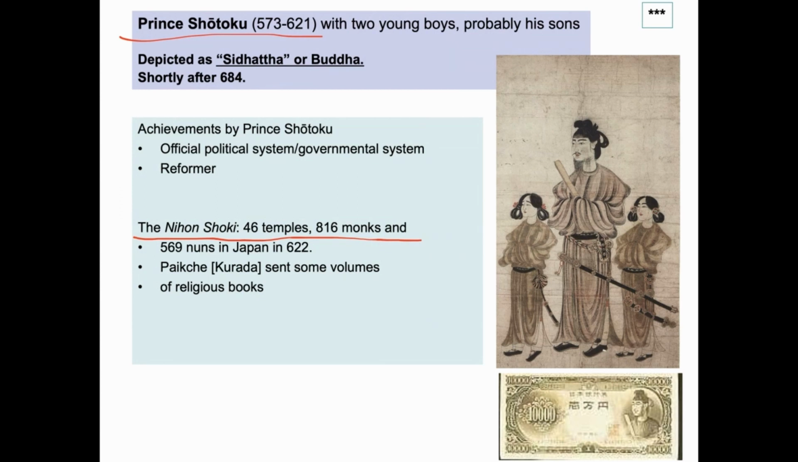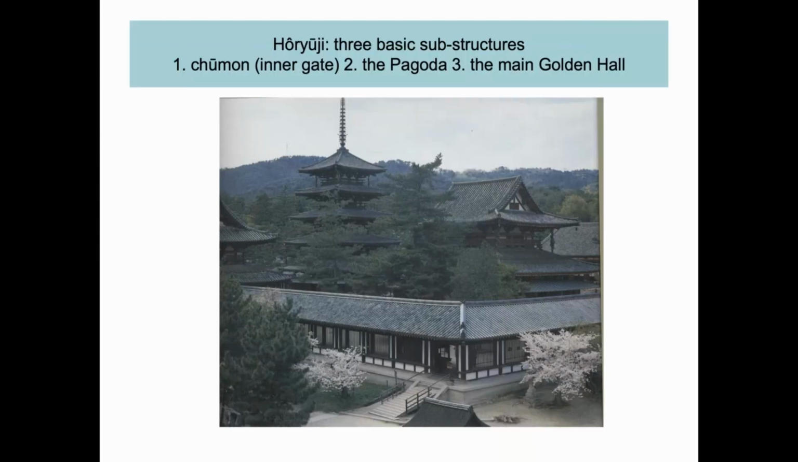And Prince Shotoku also wanted to renovate the governmental system. Instead of focusing on a few important aristocratic families, Prince Shotoku wanted to create an emperor-centered powerful kingdom. So you see Shotoku as part of their currency of 1, 2, 3, 4, 10,000, and it's pretty large. The Horyuji Temple, very important ancient temple of Japan.